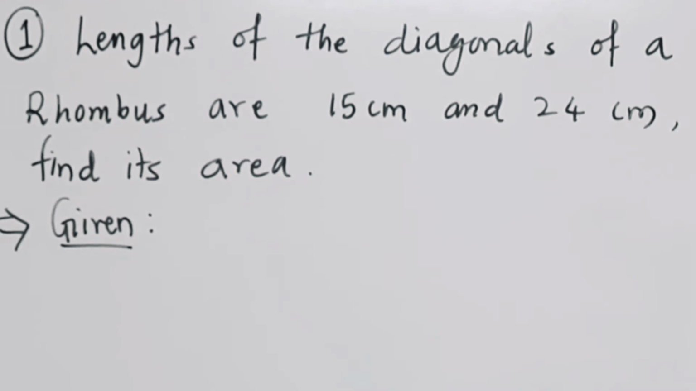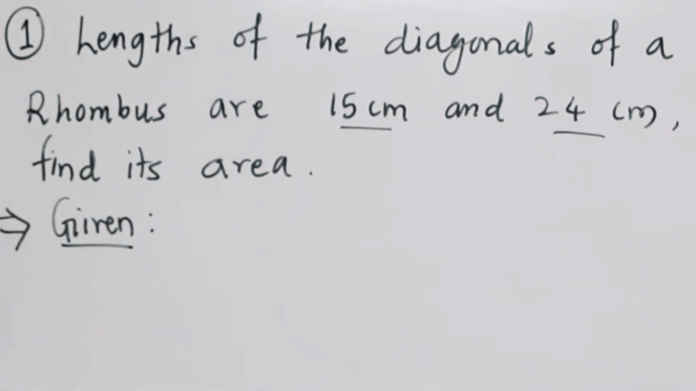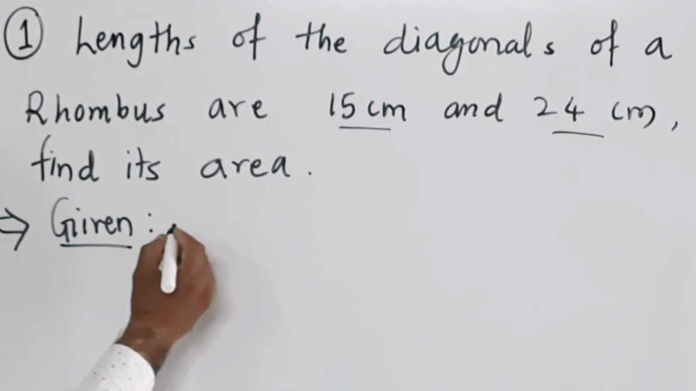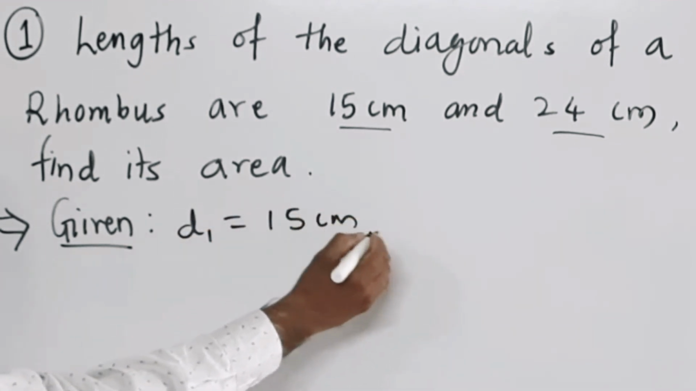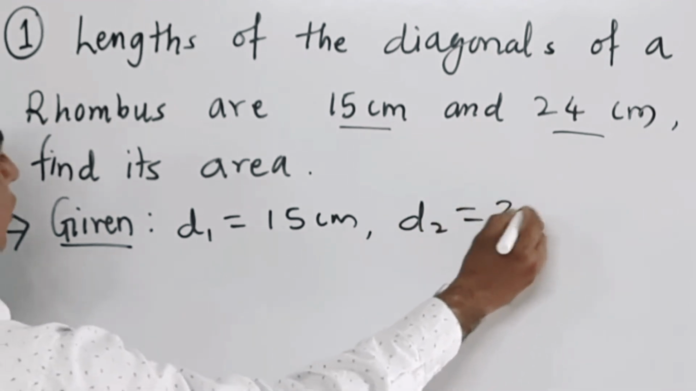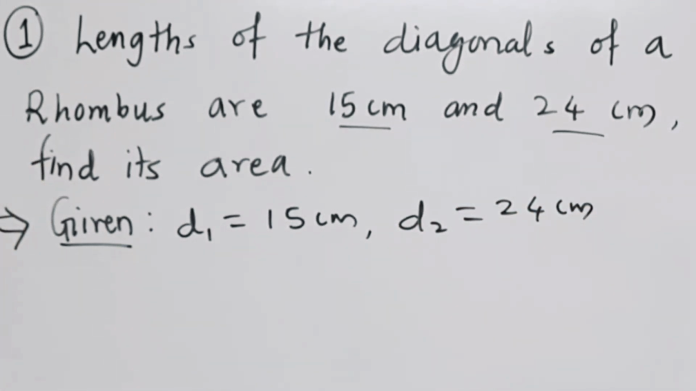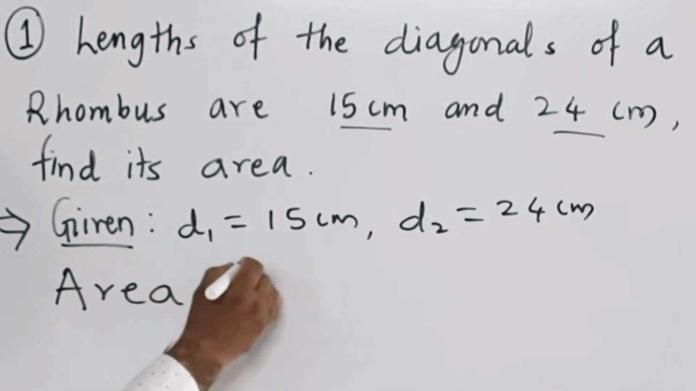First example: length of diagonals of the rhombus are 15 cm and 24 cm. Find its area. So given thing is the length of the diagonal D1 of the rhombus is 15 cm and diagonal D2 is equal to 24 cm. We have to find the area. So we know the formula to find area of a rhombus.